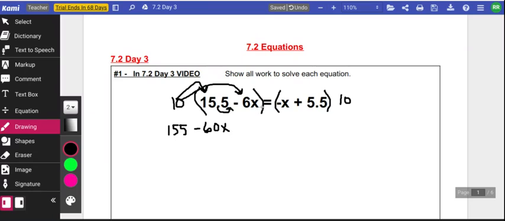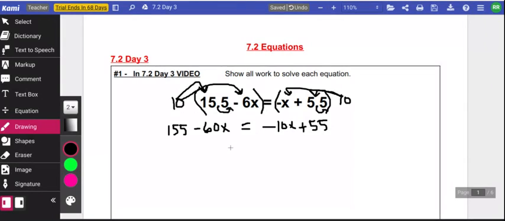Don't forget your variable. I bring my equal sign directly down. Over here, I distribute the 10 as well. So 10 times negative x, that's negative 10x. And 10 times 5.5, again, multiplying by 10 is like moving the decimal one place to the right. So 10 times 5.5 is positive 55, right? Okay. As you can see now, all my numbers, all my terms are integers, right? There are no more decimals.